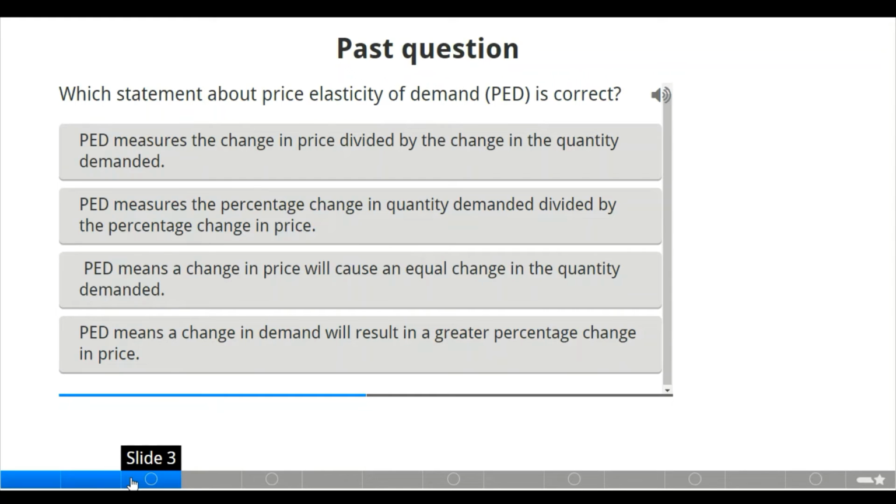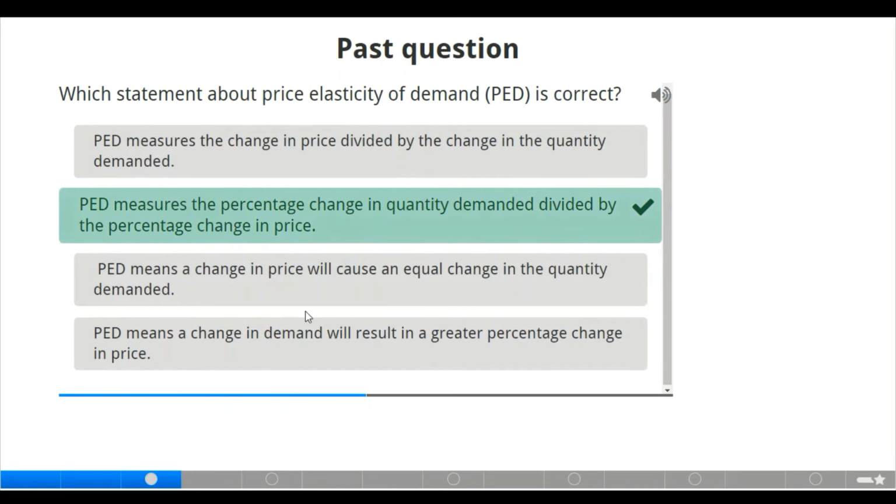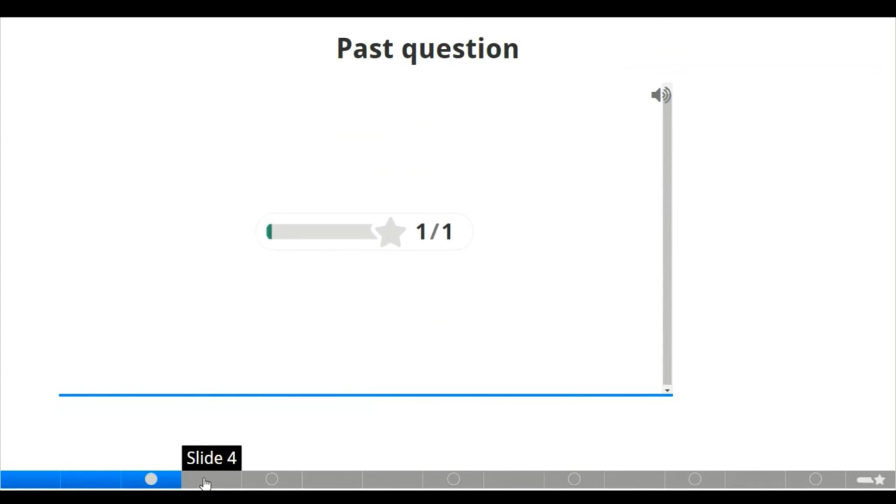PED means a change in price will cause an equal change in the quantity demanded. No. PED means a change in demand will result in a greater percentage change in price. No, that is not the definition of PED. It measures the percentage change in quantity demanded divided by the percentage change in price.